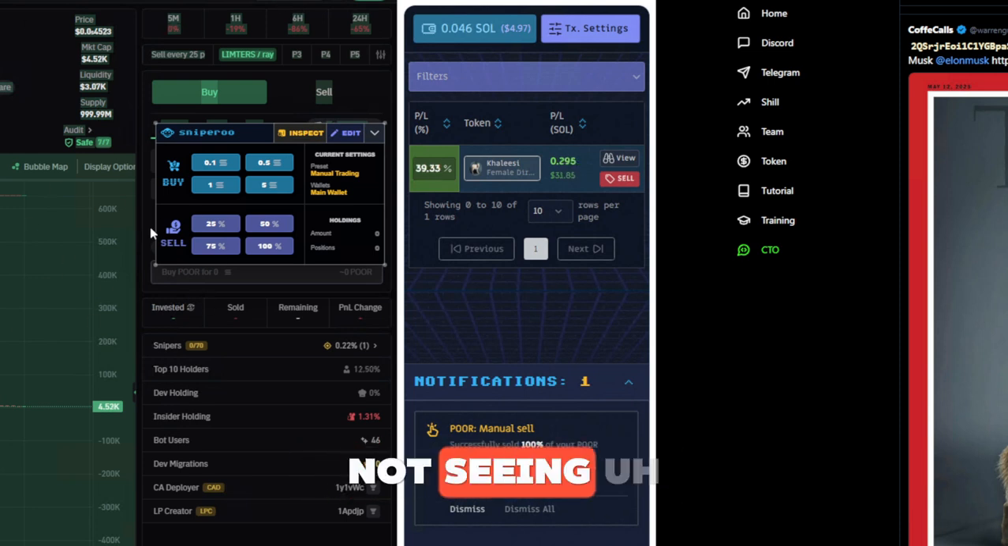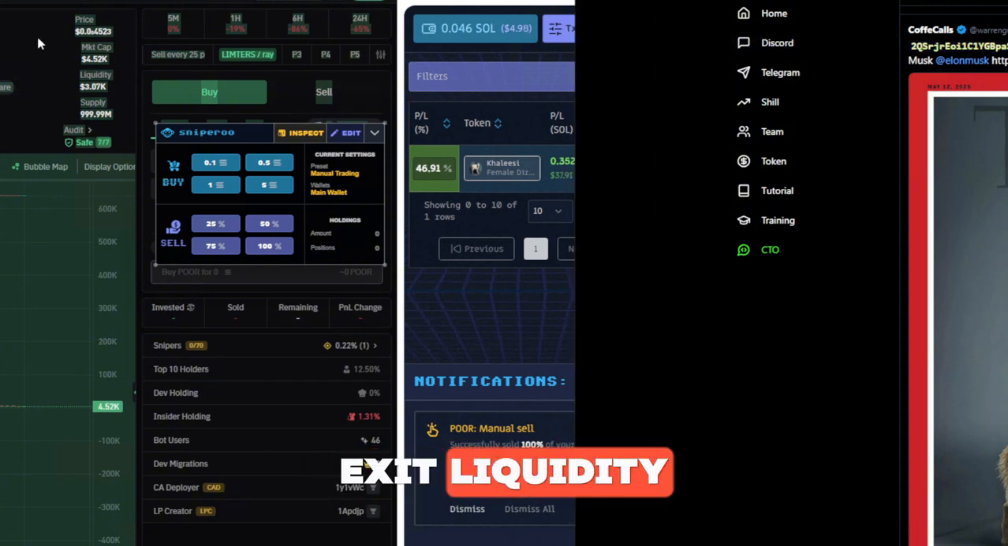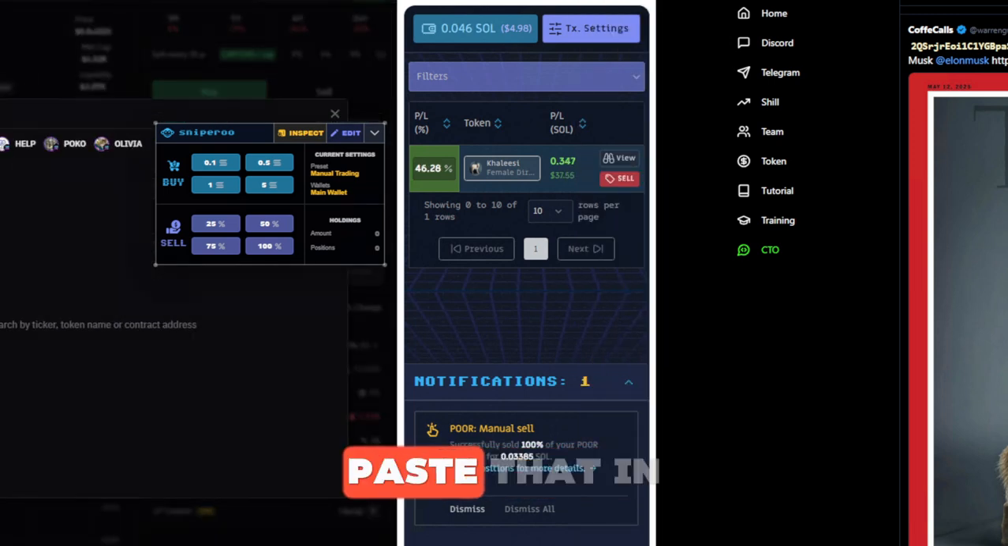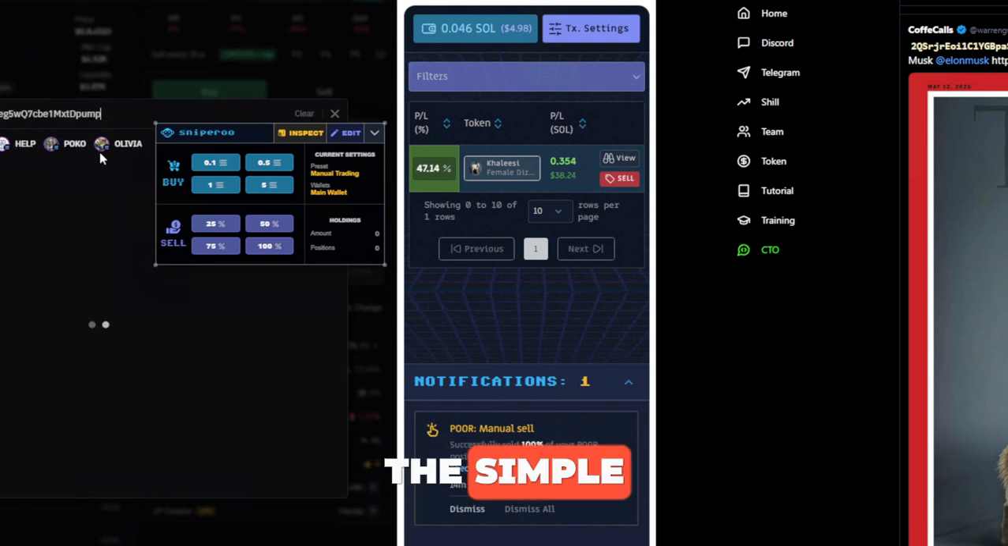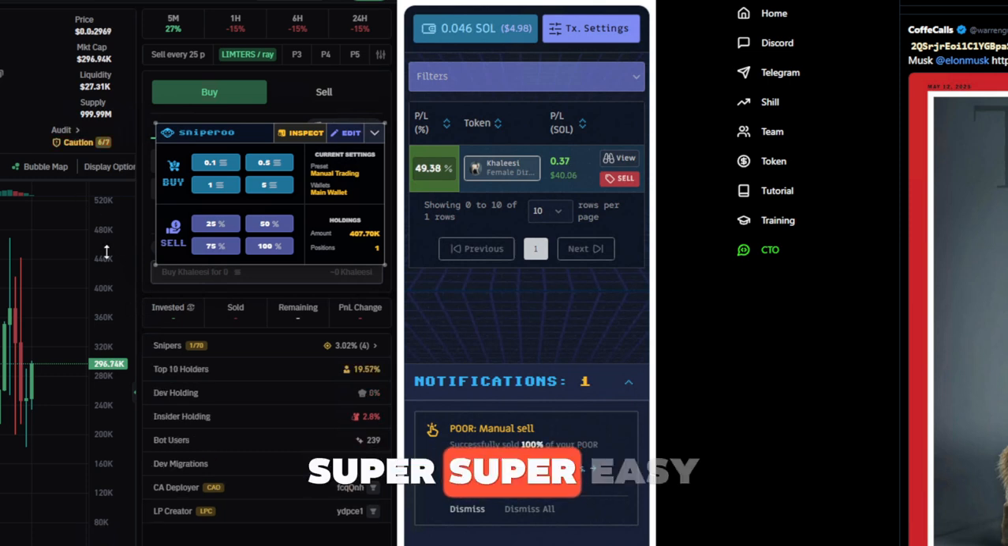Now on the left side, this right here is a completely different CA. Once you click the actual CA on Exit Liquidity, you can literally just go into it. I'll just go into it using that, paste that in real quick. That's what I love, simplifying a lot of things for people to make things super, super easy.